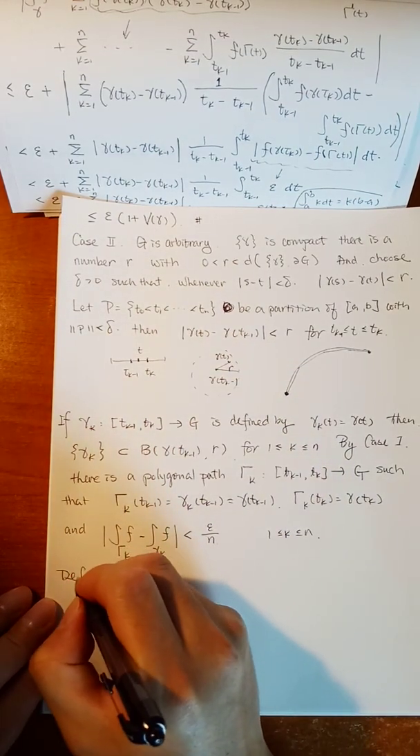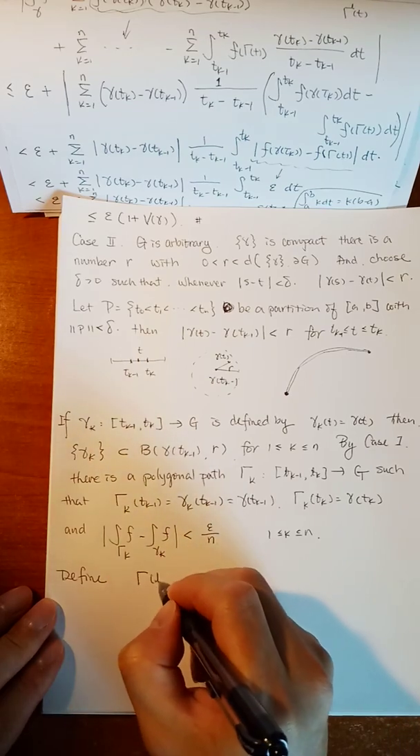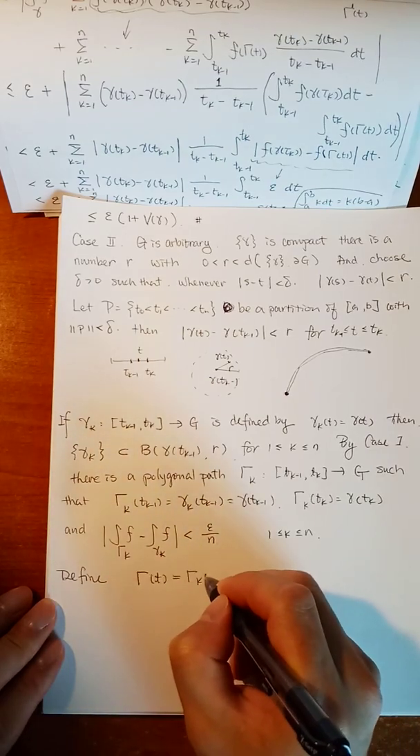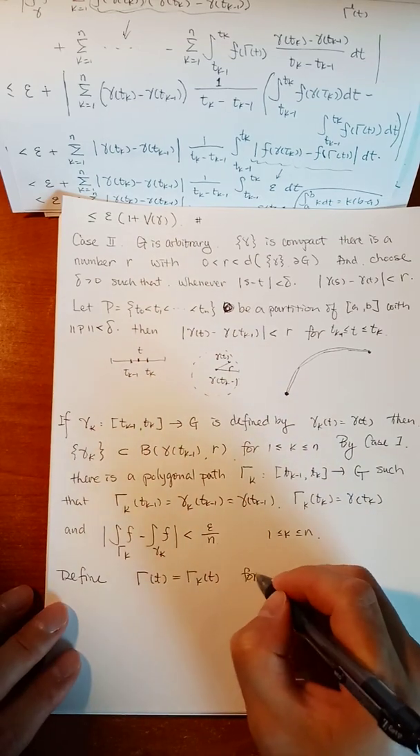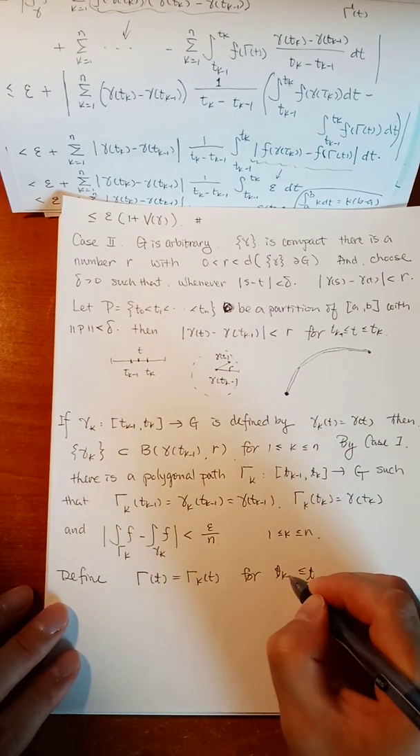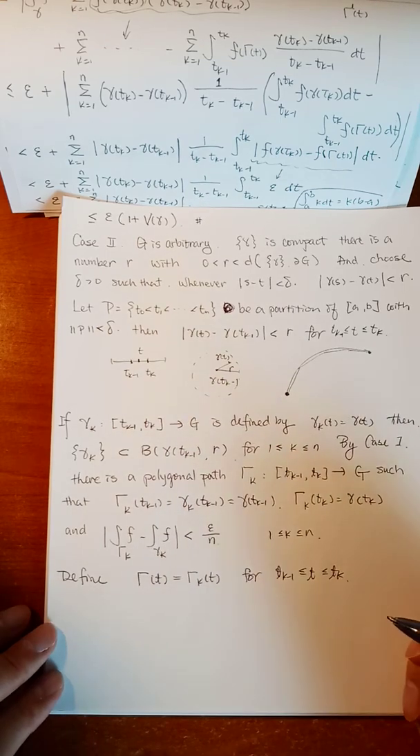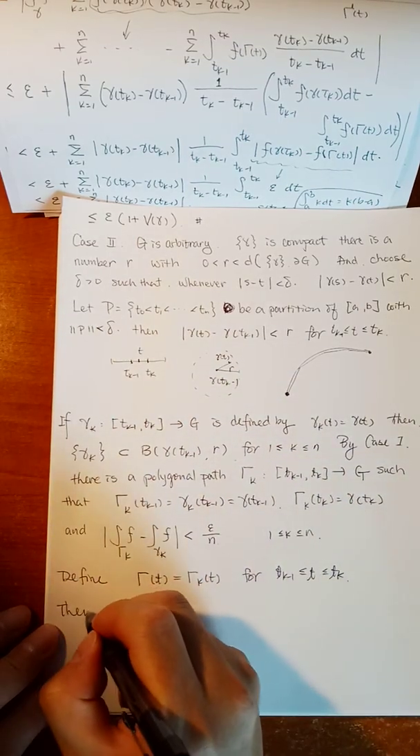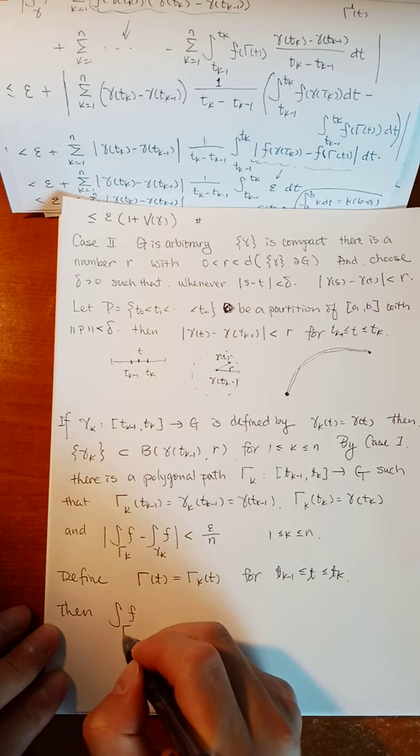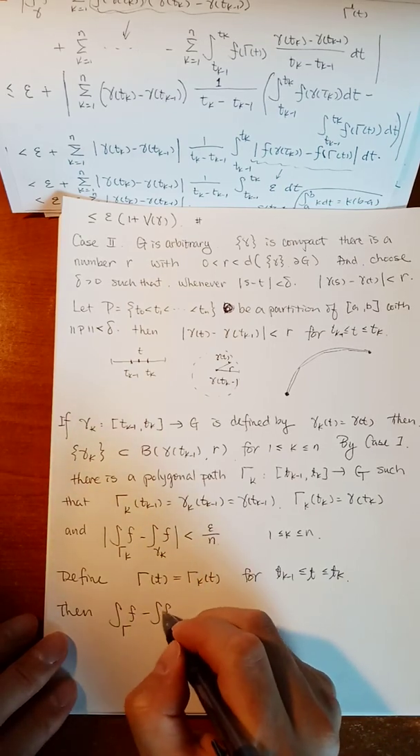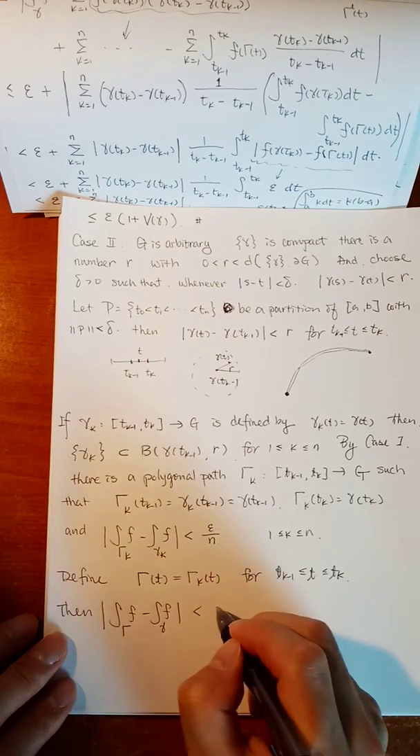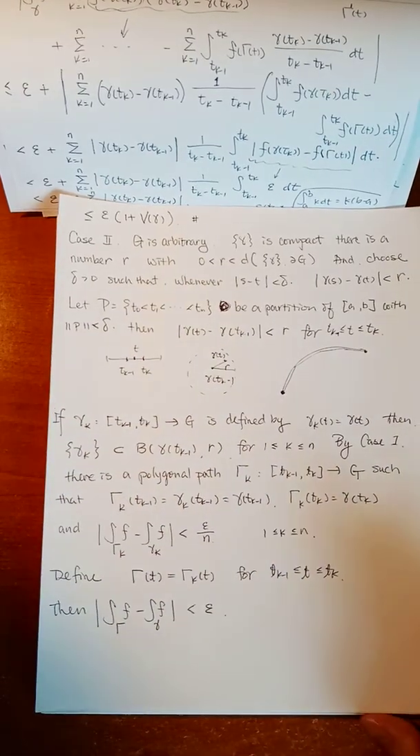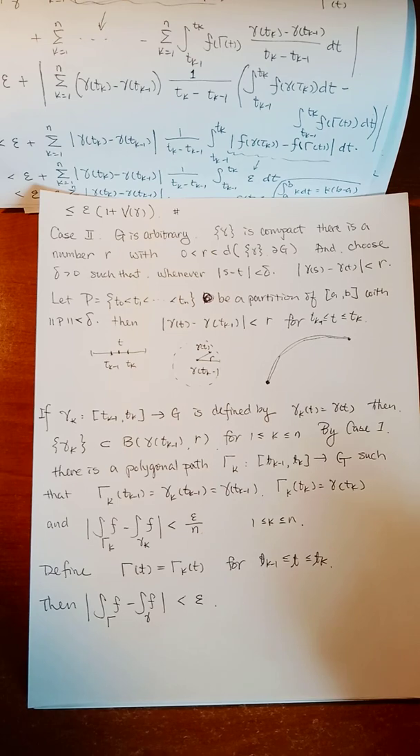Then define capital gamma of t equal to capital gamma k of t for t between t_{k-1} and t_k. Then by the triangle inequality, we have the absolute value of the integral of f along capital gamma minus the integral of f along little gamma is less than epsilon. Correct? So that is our proof.